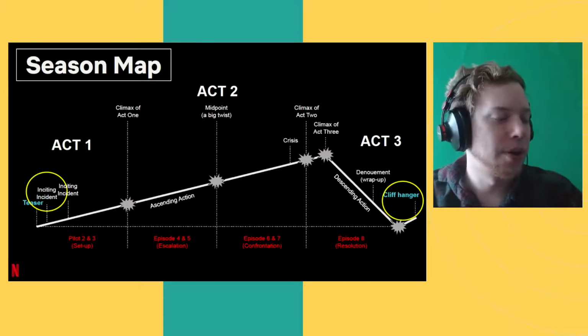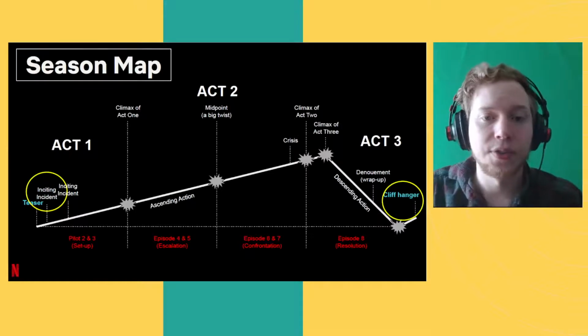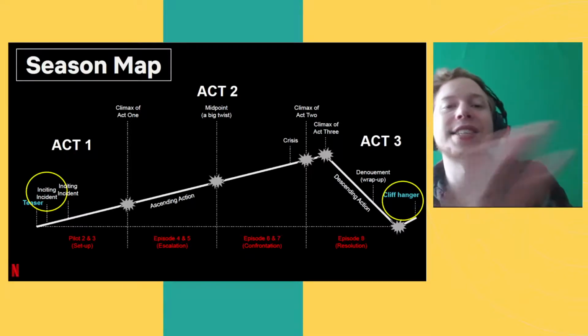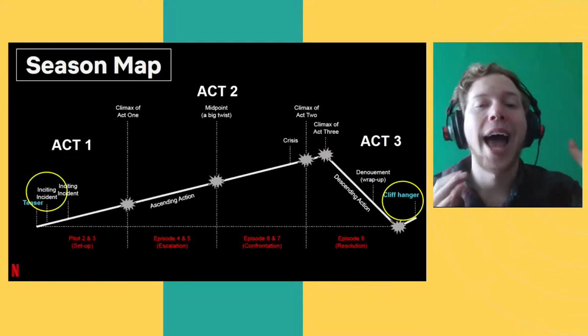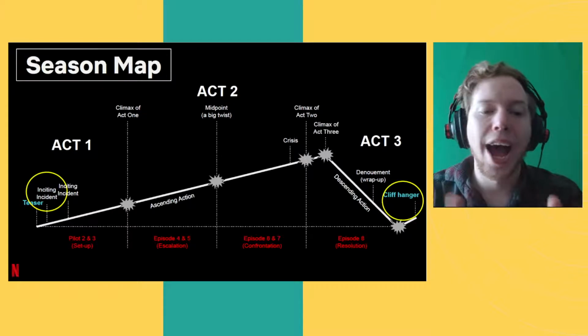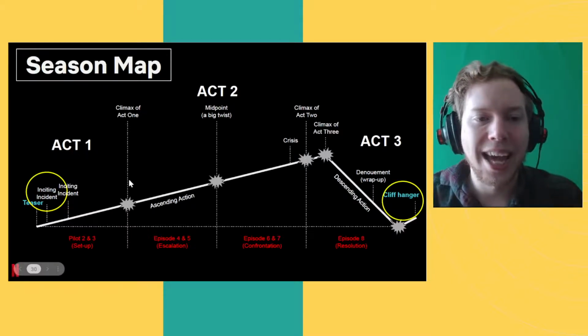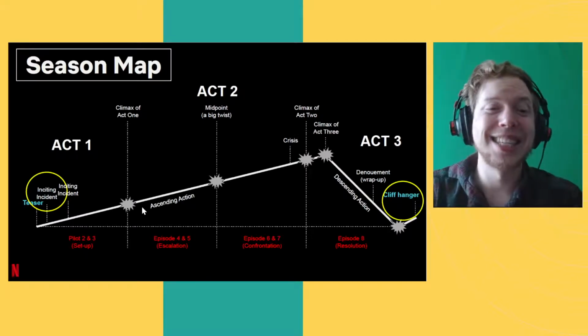This is a season map. You don't need to look at this or memorize this or know how this works at all. This is just what Netflix uses. You can see how over the course of an entire season we have similar dramatic principles at play as we do in just a single pilot. It's the act structure. We have these plot points. You can even see the climax of Act 1 is going to take the place of the season's catalyst.